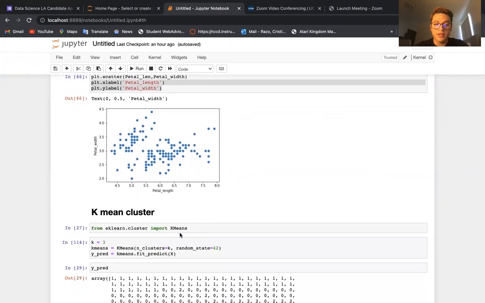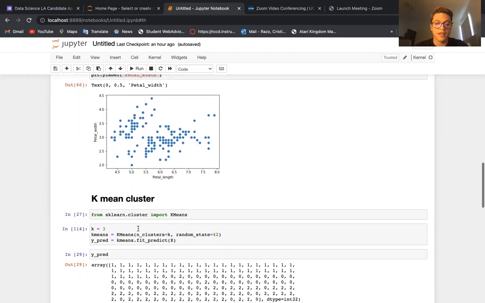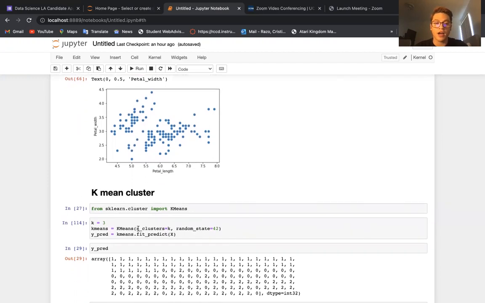I imported KMeans from the sklearn cluster package. And since I already talked about why I feel like there would be 3 centroids, I would pick k equal to 3. And based on KMeans, I'm able to set it like that. And based on the syntax and a hyperparameter, I did put it to be 3. And random state 42 is just to save it, so the results are reproducible.